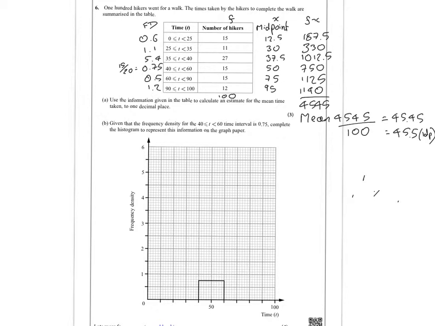So the first one is at 0.6. So 0 to 25, 25 is here, and that's going to be 0.6. So we're going to go across 0.6. The next one, we're going to do this little gap here up to 1.1. And the next one, I didn't do that quite right. So that's 25. So let's rub this out. This only goes up to 35, so it only goes up to the middle of this.